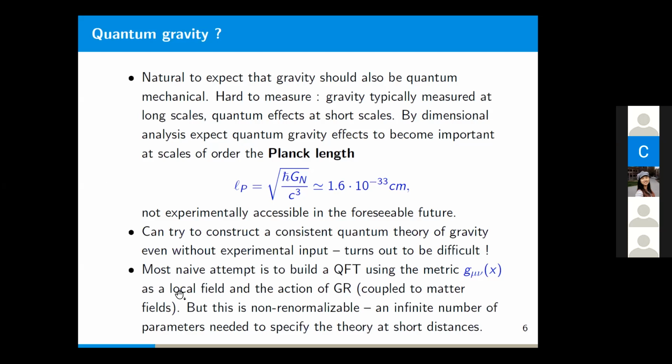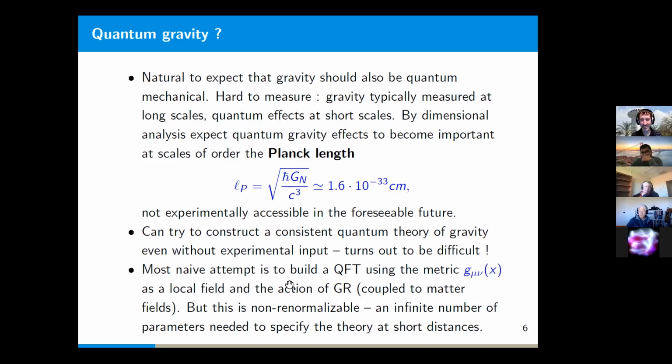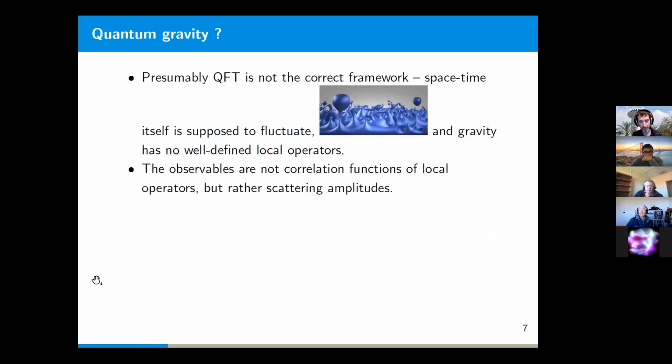constraints on it. The most naive attempt to construct such a theory would be just to try to build a quantum field theory using as the basic field variables the metric g_{mu nu}(x), and then using the action of general relativity coupled to matter fields. But if we try to do this in 3 space-time dimensions or higher, we find that this theory is non-renormalizable. So we must have an infinite number of parameters to specify the theory, and we don't get any predictive theory. And presumably, quantum field theory just is not the correct framework to describe quantum gravity.